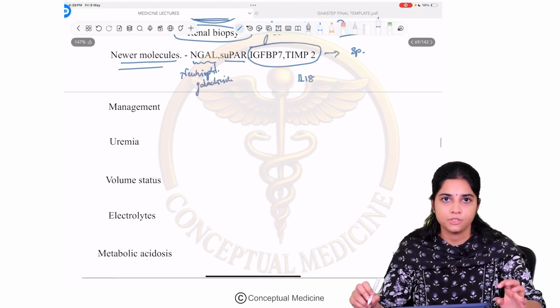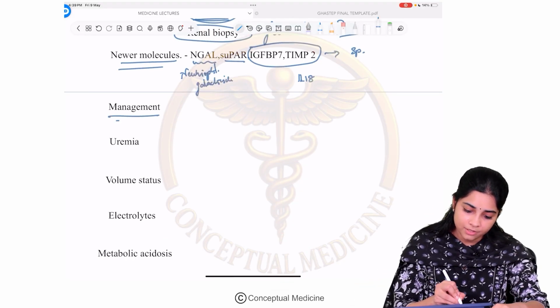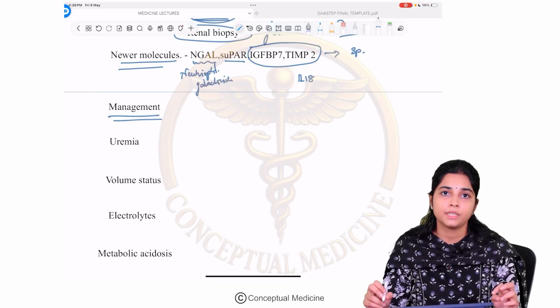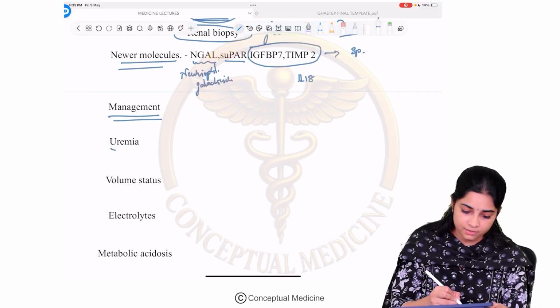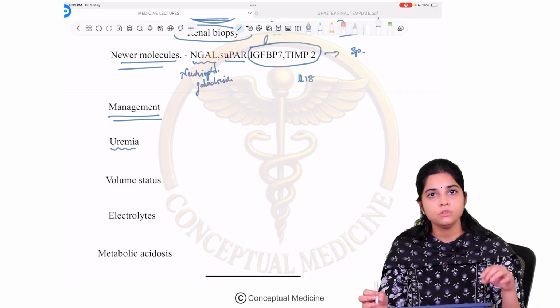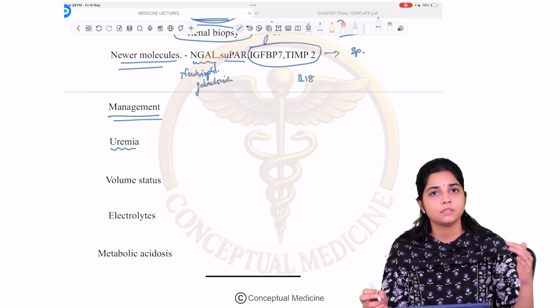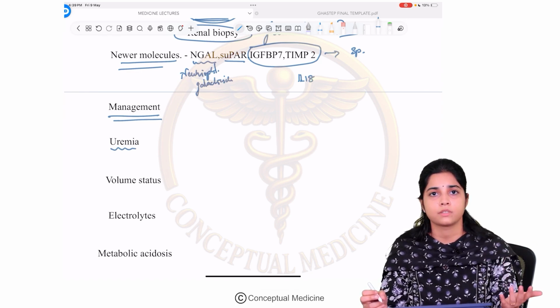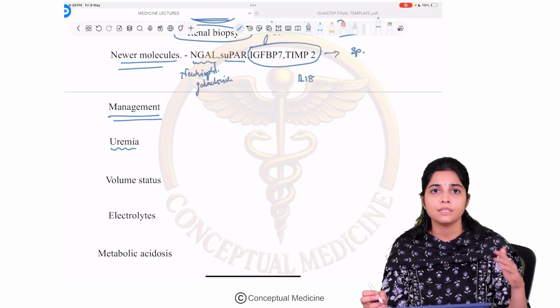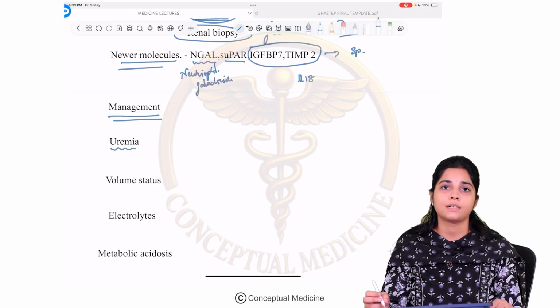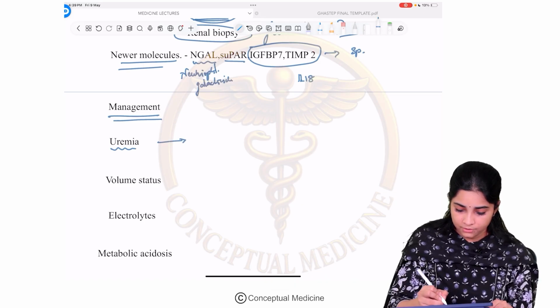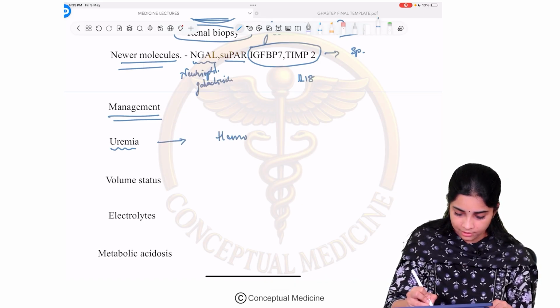Now we come to the management. So when it comes to the management of AKI, we have to look at each complication separately. So the first complication is uremia. You know that the moment there is an acute kidney injury, the kidney slightly begins to shut down, the toxins are not going to be excreted. As the toxins start accumulating, you can start having uremia. So whenever there is uremia, it is an indication for hemodialysis.